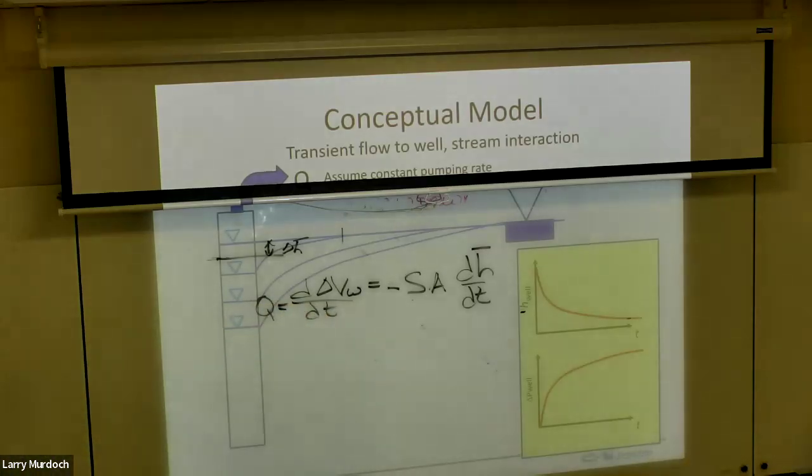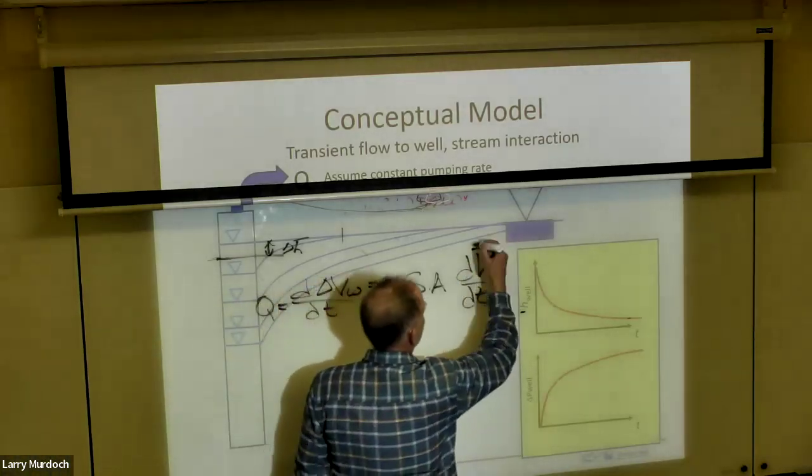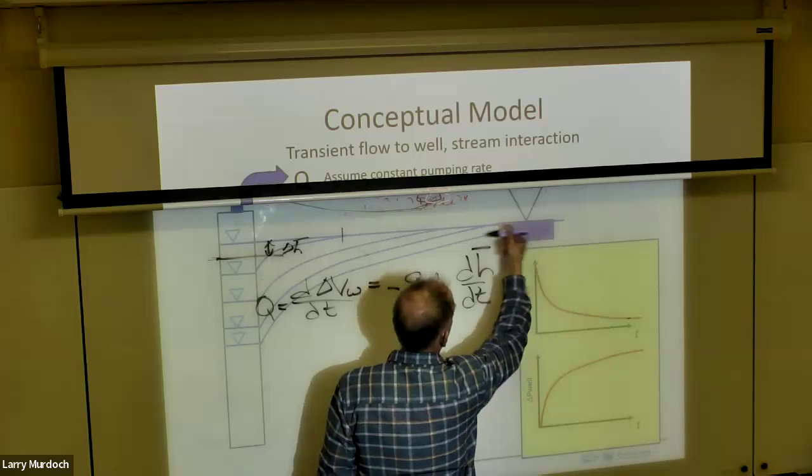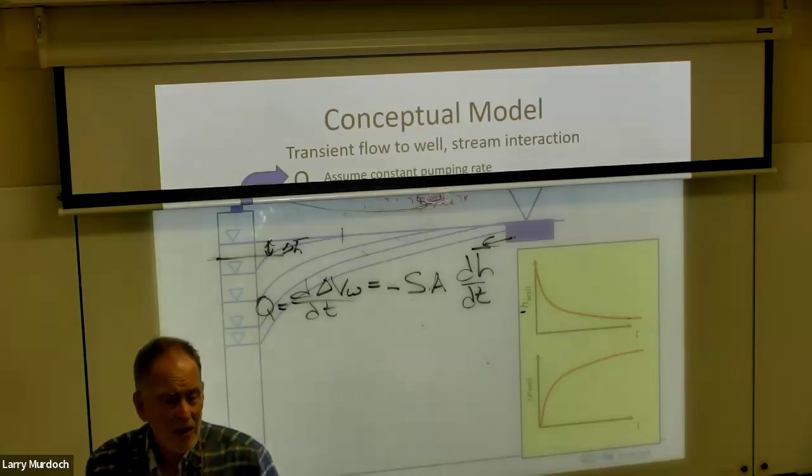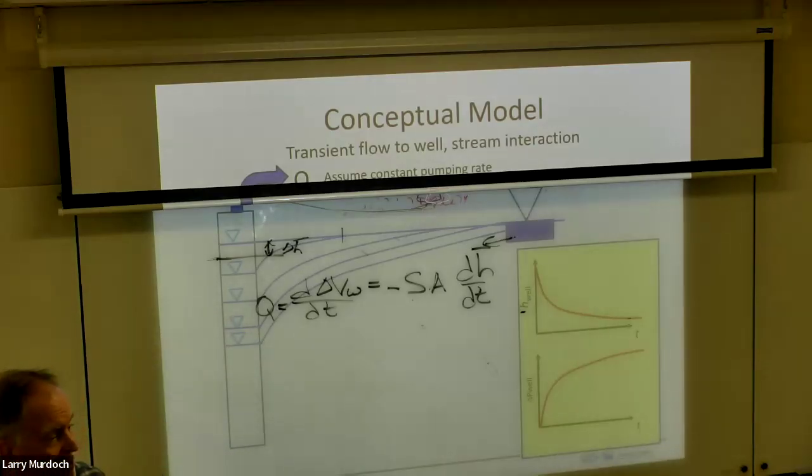I think I got another frame. Yeah. So once you have something like this, here's the head gradient, right? So if the head gradient is like this, we've got flow coming out of the stream. So rather than releasing water from storage, we're removing water from the stream. So that's a different way that we're able to get water out. This is water going into the subsurface that we then get out.